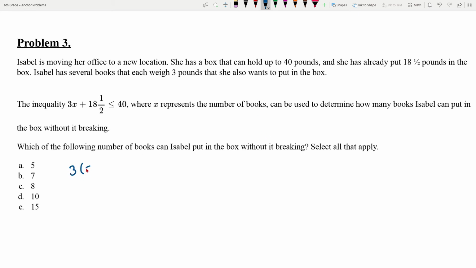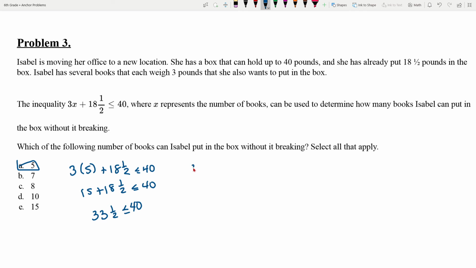3 times 5 plus 18.5 needs to be less than or equal to 40. 3 times 5 is 15, plus 18.5 would need to be less than or equal to 40. Let's see. 15 plus 18.5 is going to get us 33.5, and that is less than or equal to 40, and so 5 works. My guess is we're going to come up to a number here that's not going to work, and then we'll just cross out the rest.